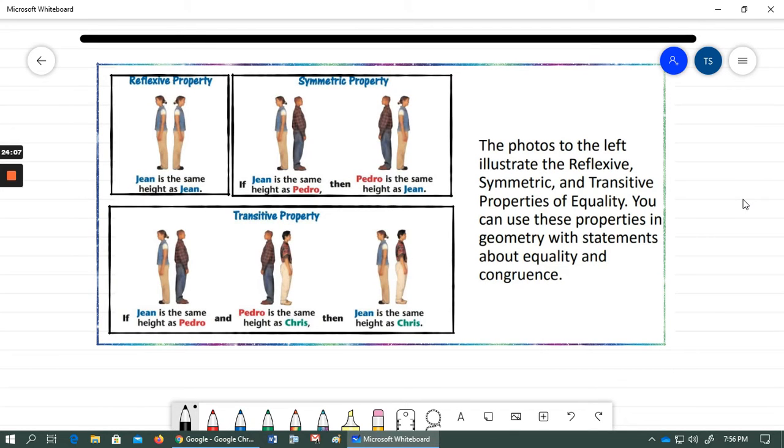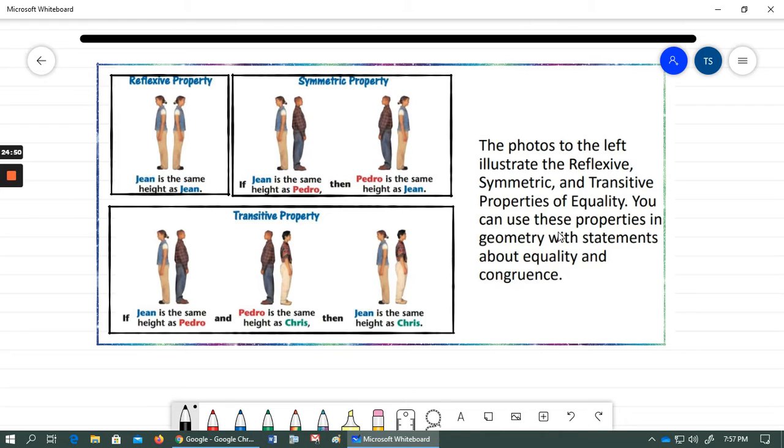Okay, so folks, here I've got these different pictures to the left illustrating the reflexive property, the symmetric property, and the transitive property of equality. Now, folks, when it says that these photos are illustrating, that means that these are just illustrations used to help you see and visualize what these properties are representing.